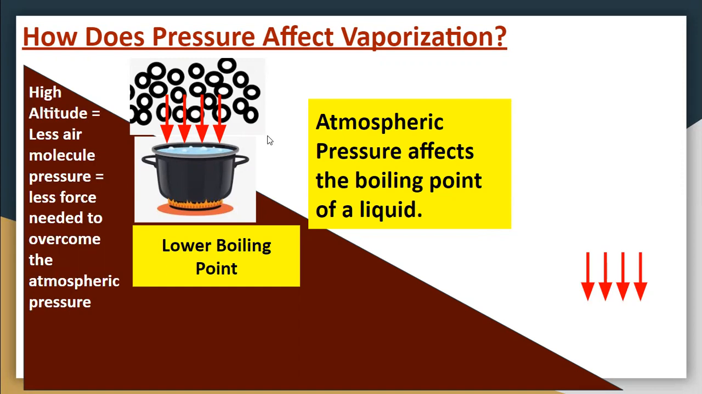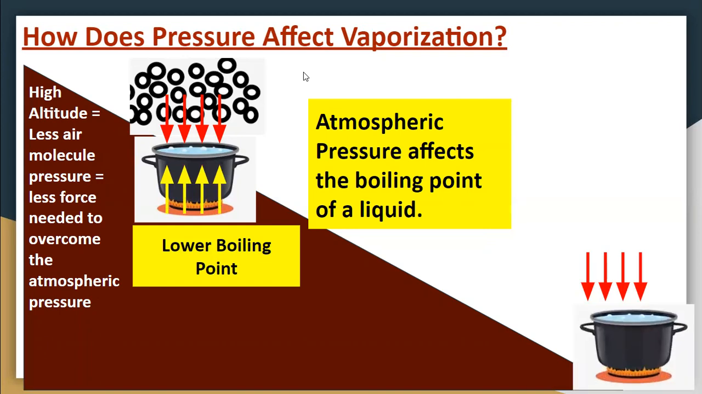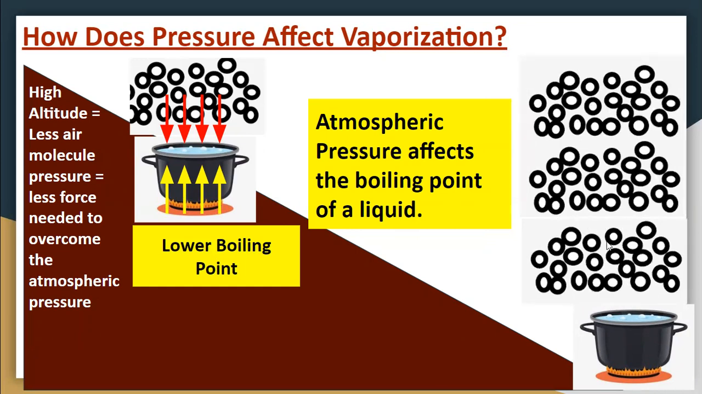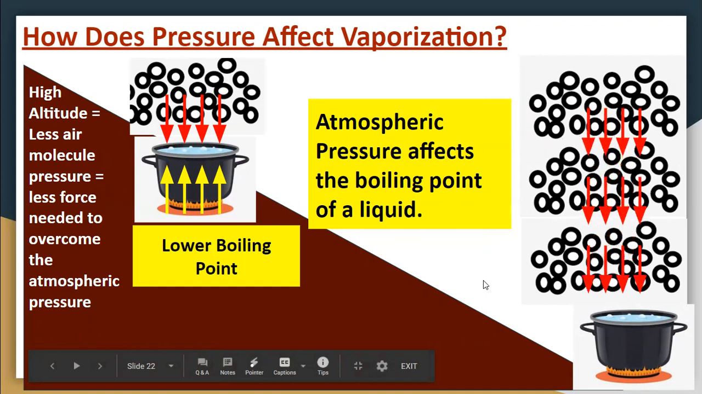So high altitude equals less air molecule pressure, which equals less force needed to overcome the atmospheric pressure. So you don't have to have as much of a push to get out of the pot at the top of the mountain than you do at the bottom, which is what we'll look at now. Here's the pot at the bottom of the mountain. Now look at all the difference. Look how many more molecules of air are pressing down on the pot at the bottom. It's because it's lower altitude. So the force pushing down on the water is way more than the force pushing down from the top of the mountain on the water.